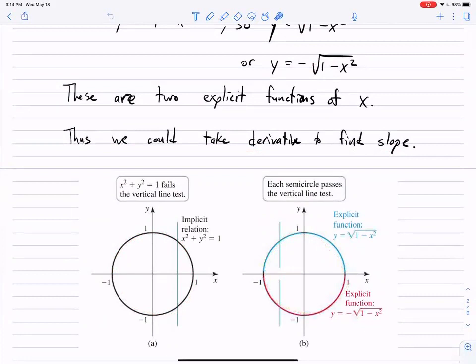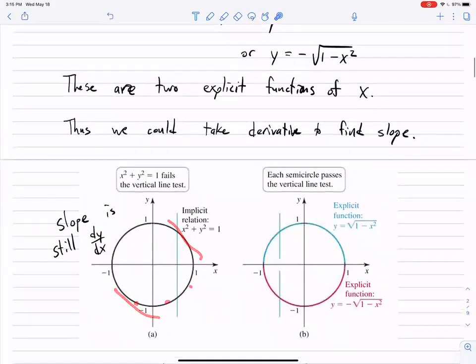And we can find the tangent line at points on these curves. The idea is that the slope of the tangent line is still dy dx, right? The change in y over the change in x is the derivative. And at any given point, that's still true. Dy dx will still tell us the slope. So we could find dy dx by finding an explicit function and taking the derivative with respect to x.